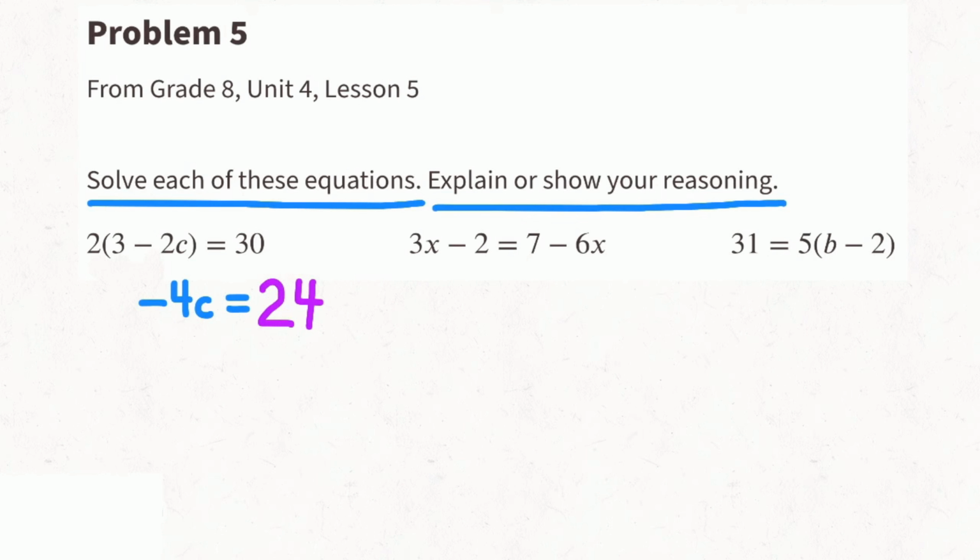Now to make the term have one positive c, we need to divide negative 4c by negative 4. And we need to divide both sides of the equal sign by negative 4. Since a negative divided by a negative is a positive, this leaves us with 1c, or c. And 24 divided by a negative 4 leaves us with negative 6. So for this first equation, c equals negative 6.